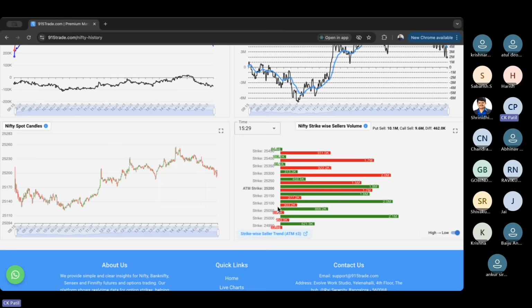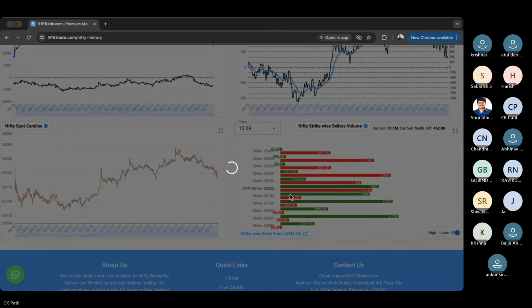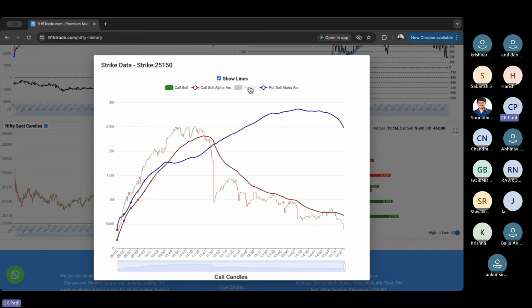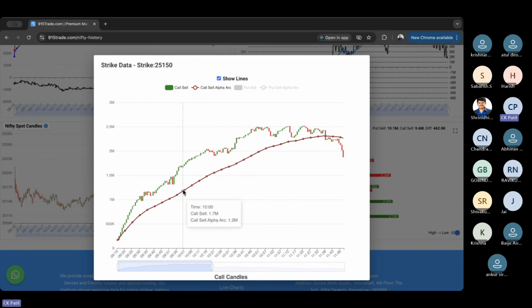So what do we do? We go to 150. And then we'll say, I'm not interested in puts. I'll show candles. I'm not interested in puts. I'm interested in calls and I want to take a call position. First thing is I want to make sure that it is not growing, it is slowing down, which I think is evident from this line.